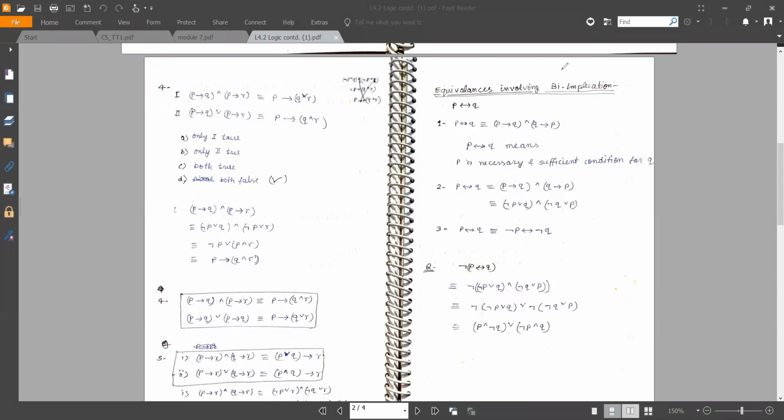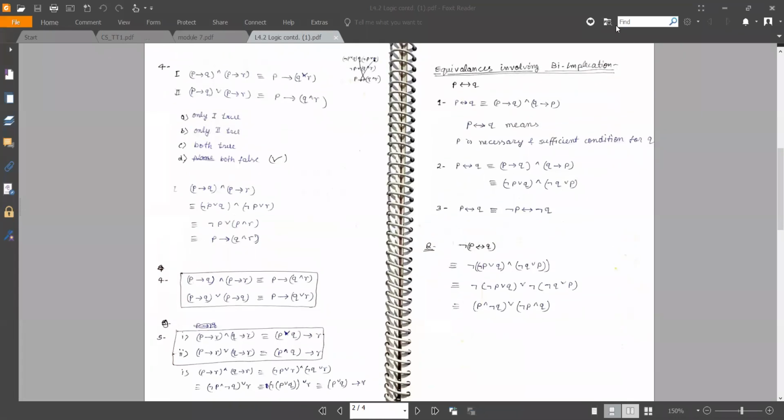Now let us see more equivalences, coming down to our biimplications. So what is biimplication? Simply P biimplication Q. It simply means there is a two-way implication, meaning the conjunction of two implications: P implication Q conjunction Q implication P. It simply means the conjunction of the implication and its converse. This is known as biimplication.